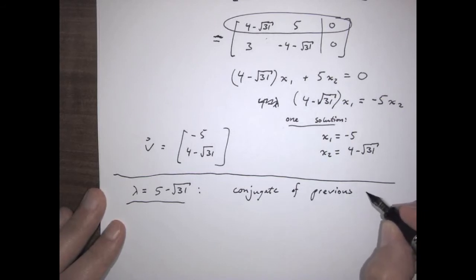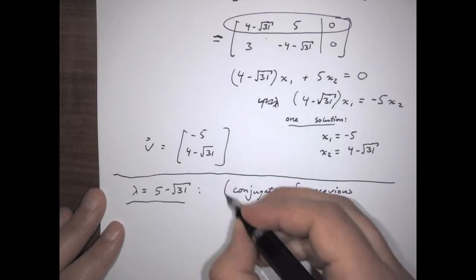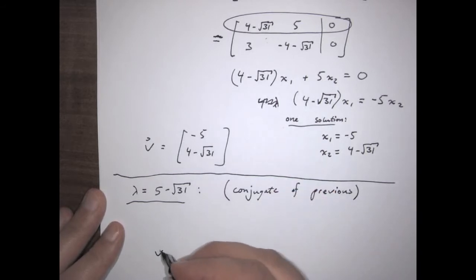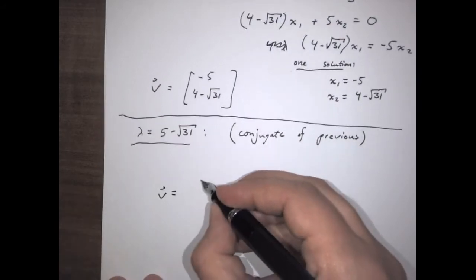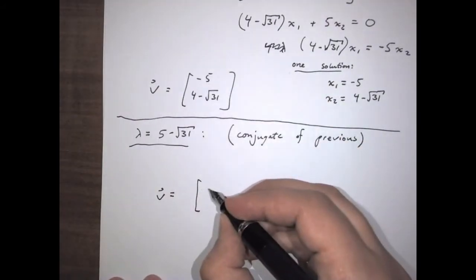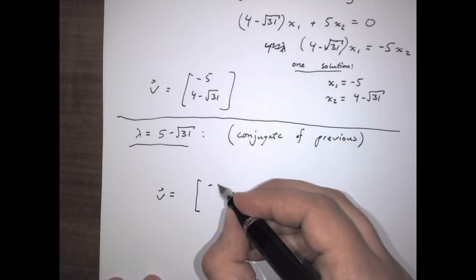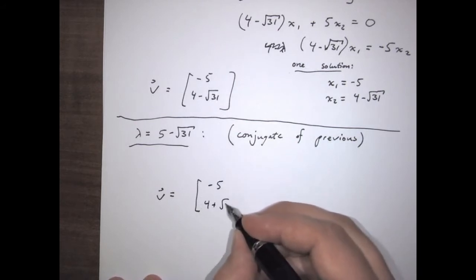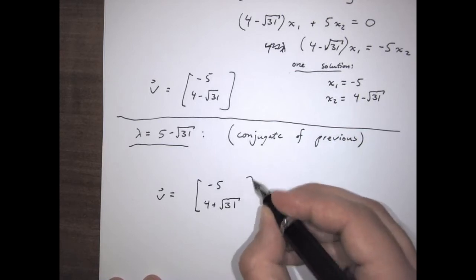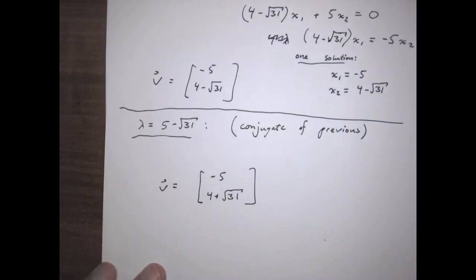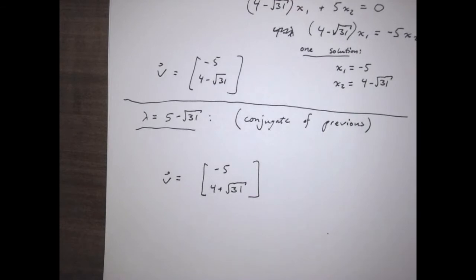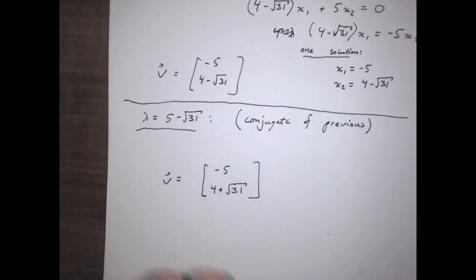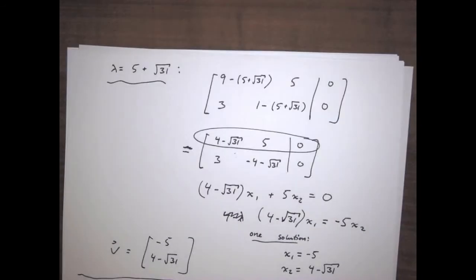It's the conjugate of the previous one, which means that v is going to be the exact same thing, just everywhere there is a root 31, it'll be the opposite. It'll be -5, and it'll be 4 plus root 31. So we can save ourselves a little bit of the aggravation by just recognizing that what will happen as we go down this line will be the exact conjugate of the previous result.